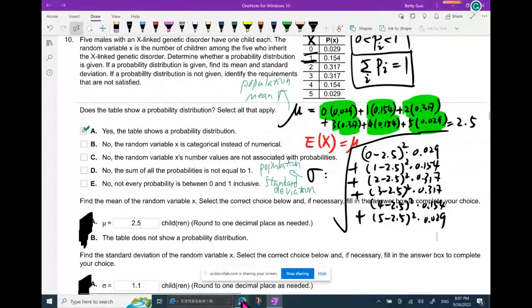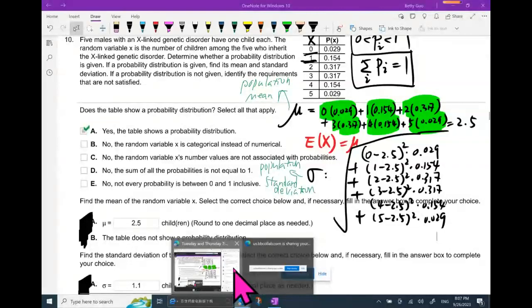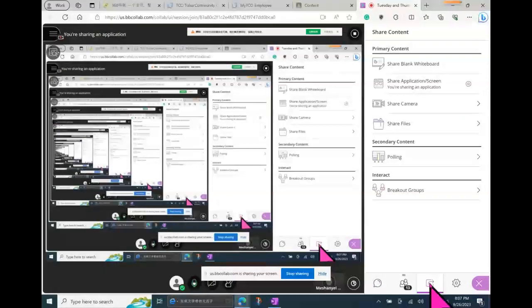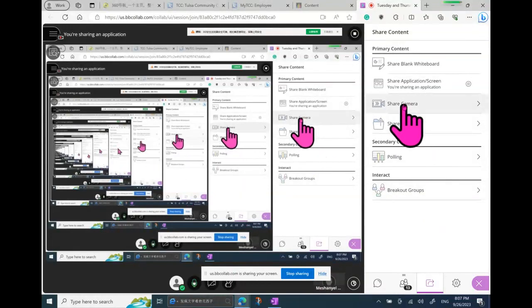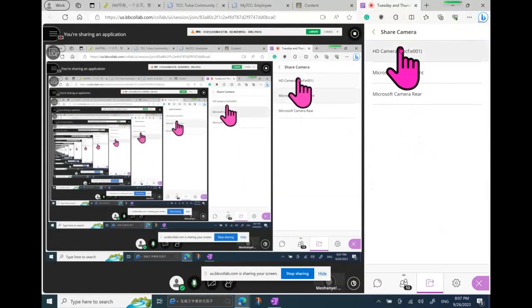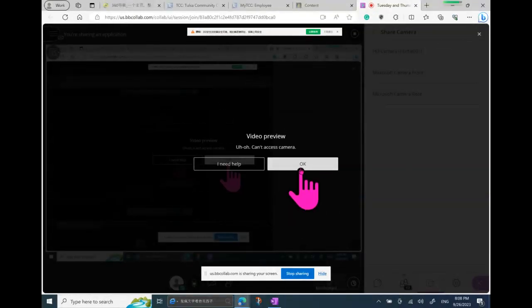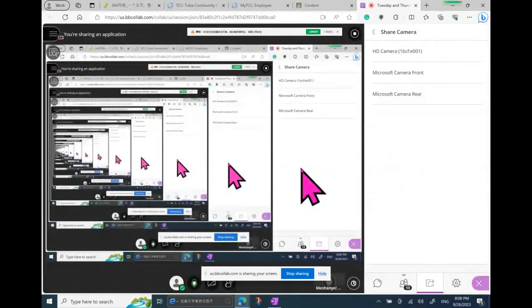Okay, give me a few seconds to share my camera. Bear with me. Share camera, HD camera. Give me a little bit of time. Can't access, really? Let me reconnect.